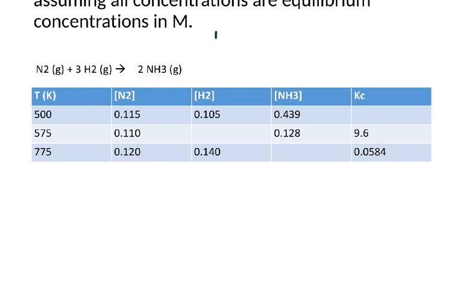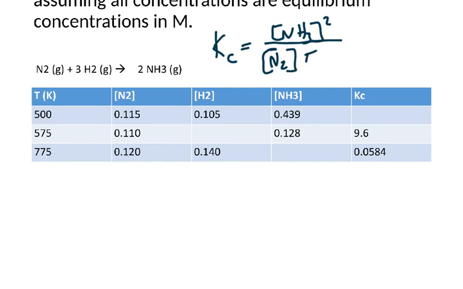We know, I'm just going to write it here, that our Kc is going to be our ammonia squared over our nitrogen times our hydrogen cubed. So that's pretty easy to figure out for our first line there. You can just plug in the numbers and get a value of 1450. For our second one, it's going to be a little bit trickier.